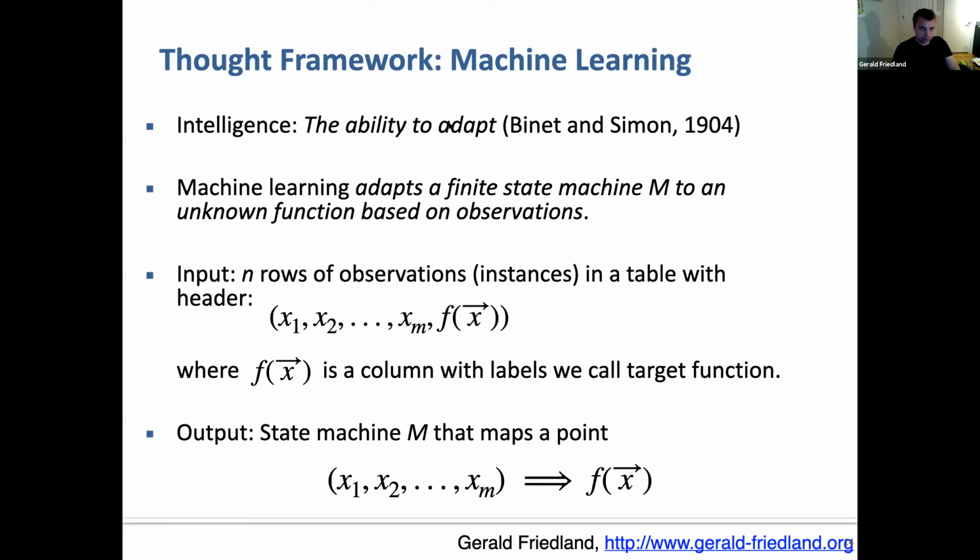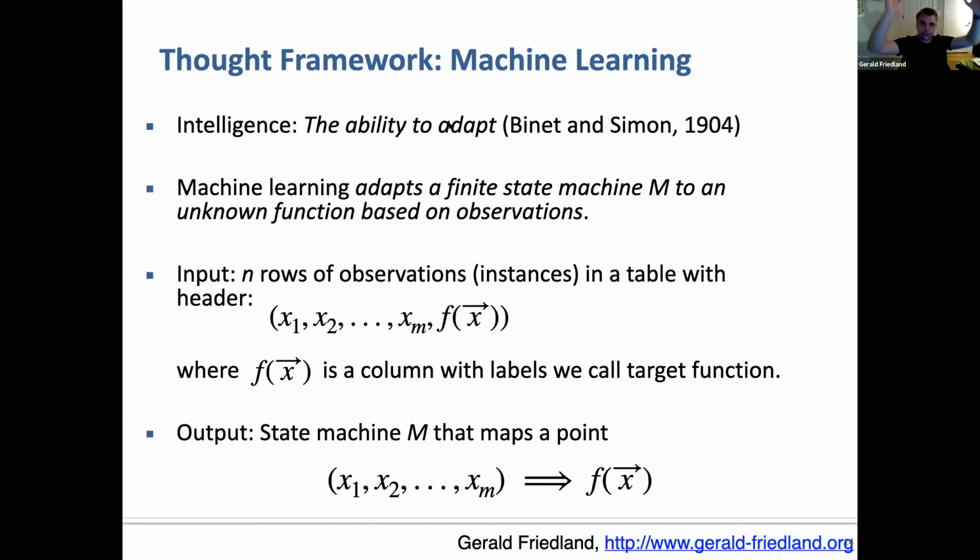Machine learning, and I define this as machine learning, is adapting a finite state machine to an unknown function based on observations. So what we're doing is we're adapting the finite state machine to that table to represent that experimental table. And we will call from now on the finite state machine M because, hey, why not? And the table will represent n rows of observation instances in a table with a header, okay? So that's actually very intuitive.